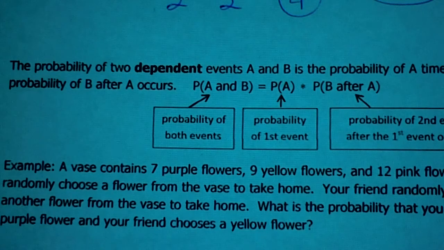So again, I think this example will help. You're still multiplying here. You're multiplying the probability of the first and you're multiplying the probability of the second. But with the second, it's not going to end up being the exact same fraction here. So the example for this one.